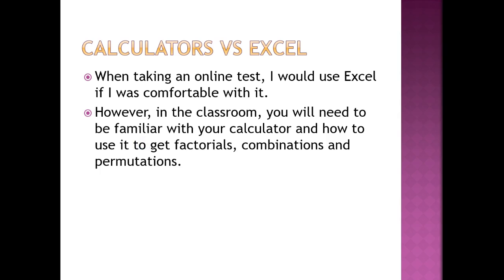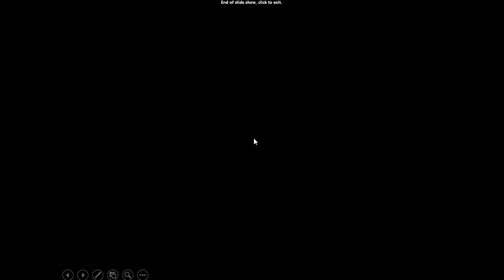Now, when taking an online test, or an online class, if you're able to use Excel with these calculations, I would use Excel. If it was a test that wasn't timed, I would use Excel and use my calculator too. It gives you an opportunity to learn, an opportunity to do both types of calculations, either with a calculator or with Excel. When you get in the workplace, you're going to need to be able to use Excel. In the classroom, you need to be familiar with your calculator and how to use it to get factorials, combinations, and permutations. Hopefully this presentation has helped you.